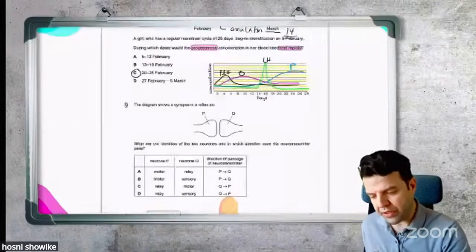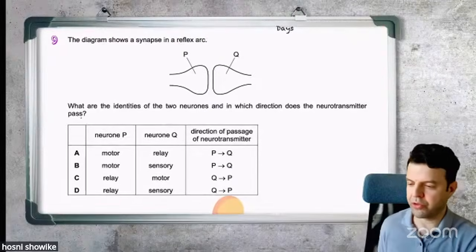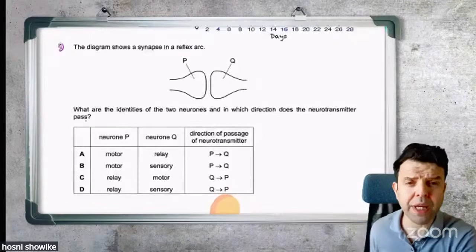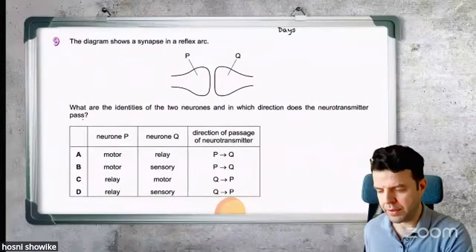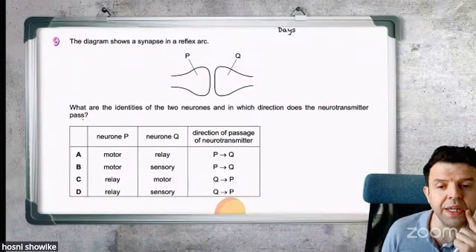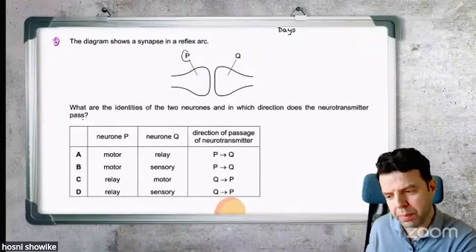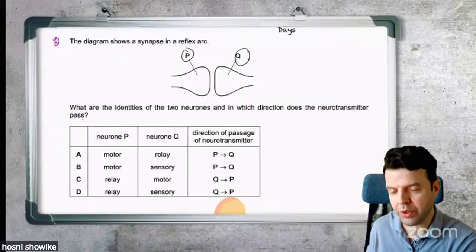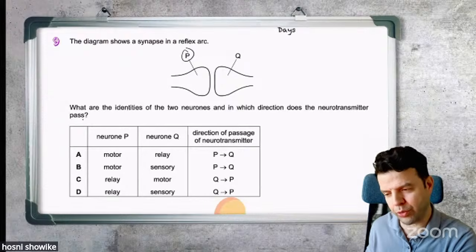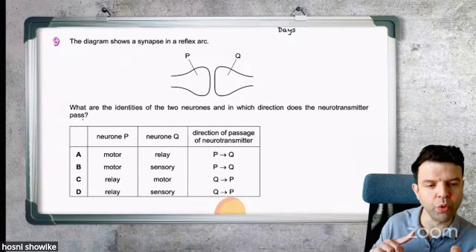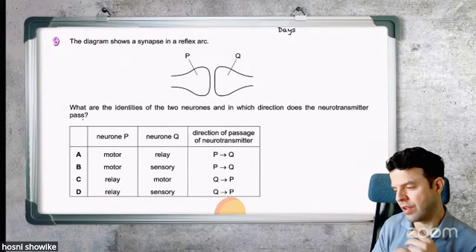This question here at the bottom is one of the worst answered questions. Most people don't get this one right. So take a moment and try to figure out what is the correct option. They gave you neuron P, neuron Q, okay? And they wanted you just to figure out which is the neuron and which is the correct direction.